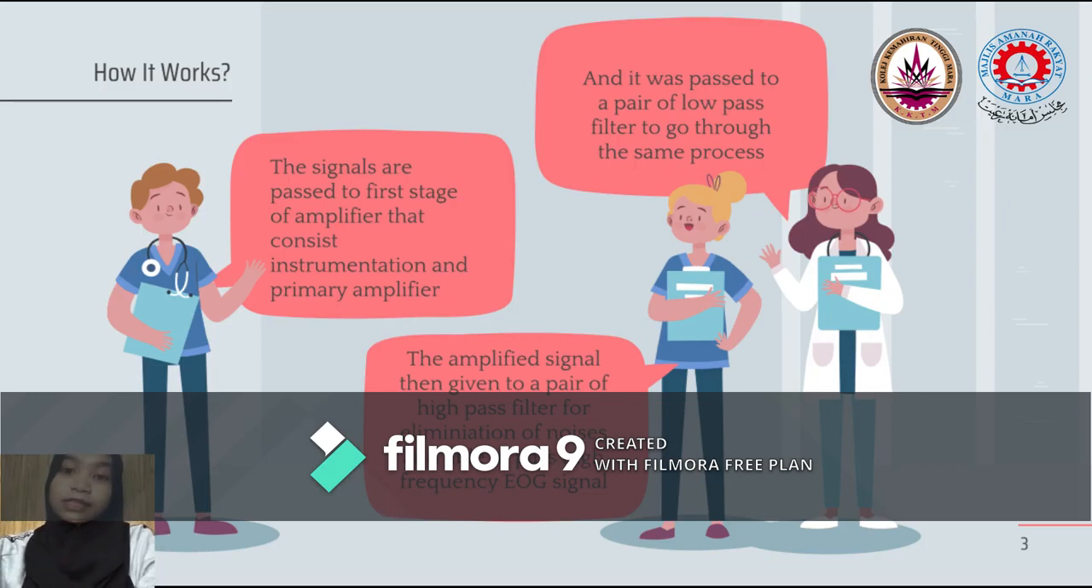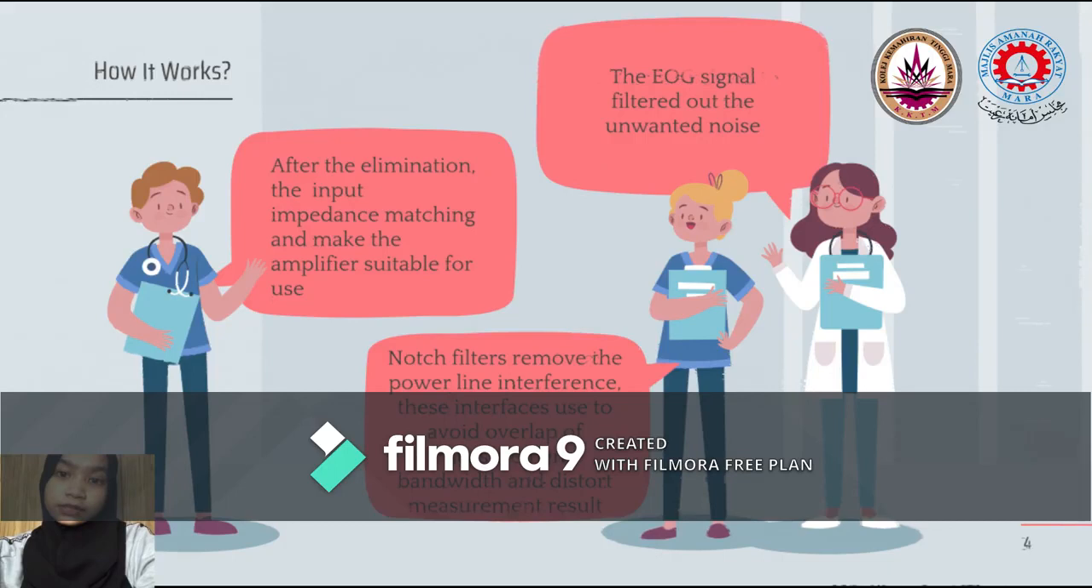Firstly, EOG signals are passed to the first stage of the amplifier that consists of an instrumentation amplifier for primary amplification. The amplified EOG signals are given to a pair of high-pass filters for the elimination of low-frequency signals, so it passes high-frequency EOG signals. Then, the signals are passed to a pair of low-pass filters to eliminate the high-frequency noise.